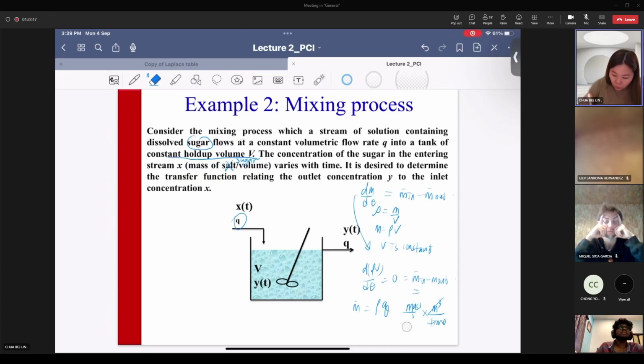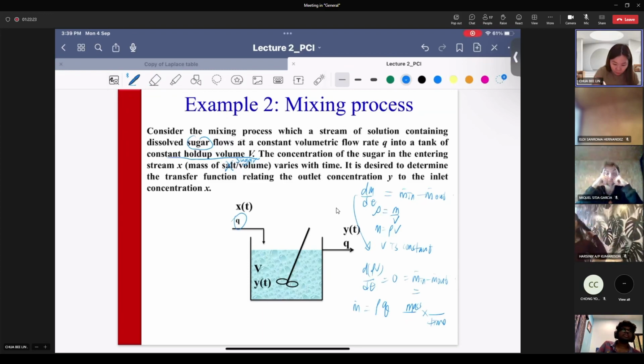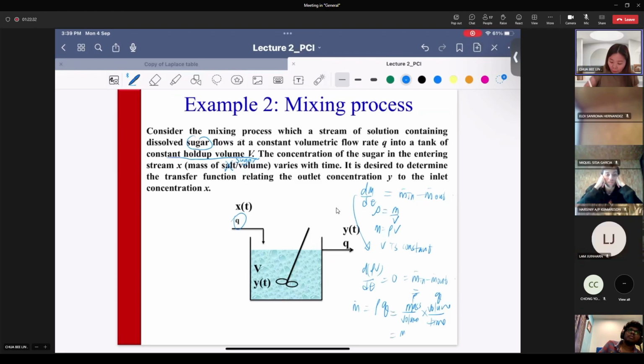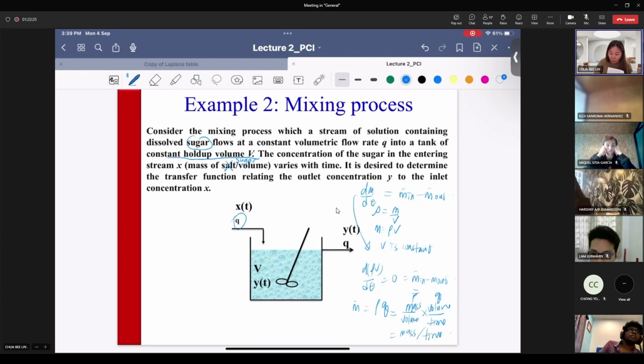I'm using volume, general symbol. So this one is rho and Q. So finally I will get mass over the time. So I'm using rho multiplied with Q to get the mass rate equation. But this is about concentration. If the volumetric flow rate is given and density is given, then you can get the mass rate using density multiplied with the volumetric flow rate.